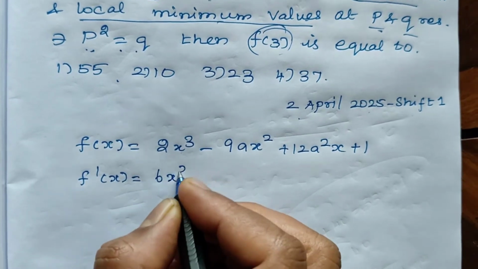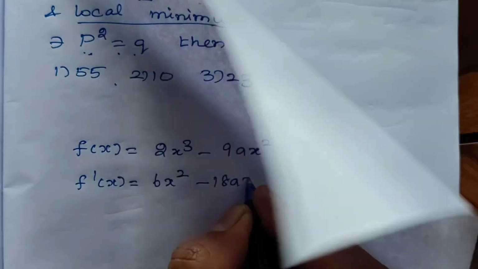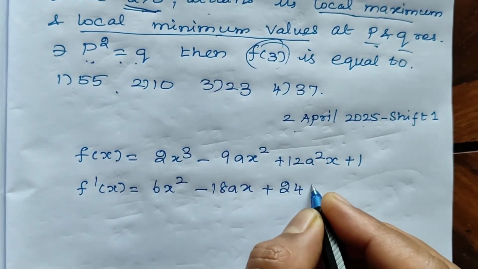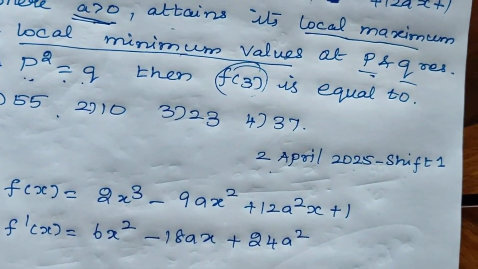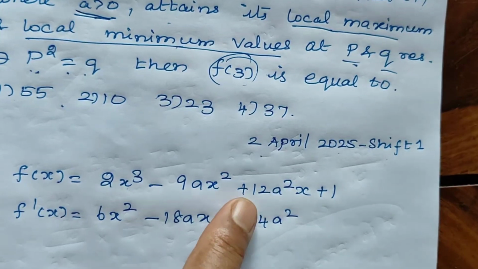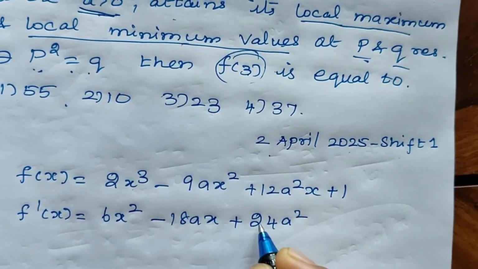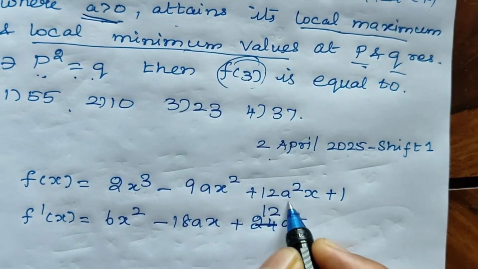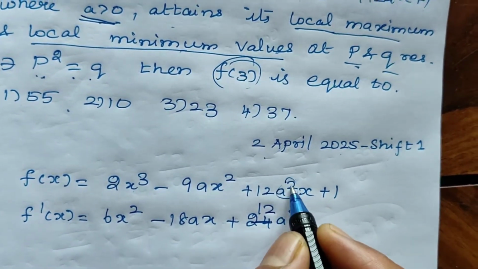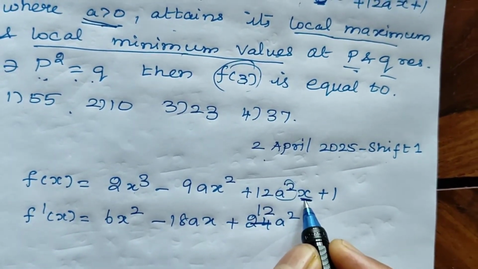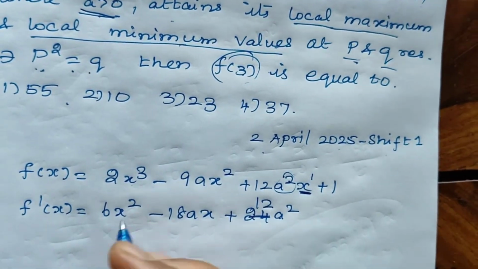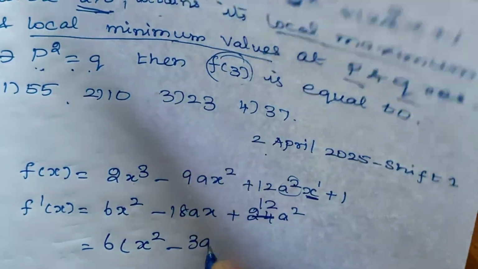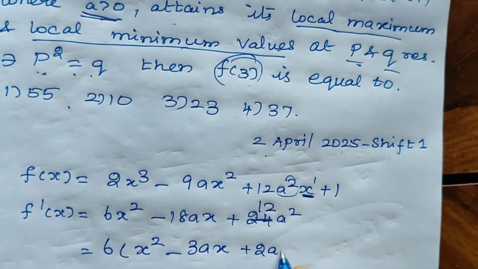So f dash of x is 6x square minus 18ax plus 12a square. Here only a square is there, and x is of degree 1, therefore 12a square. So take 6 outside: x square minus 3ax plus 2a square.